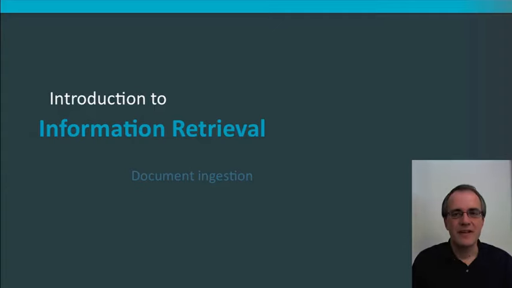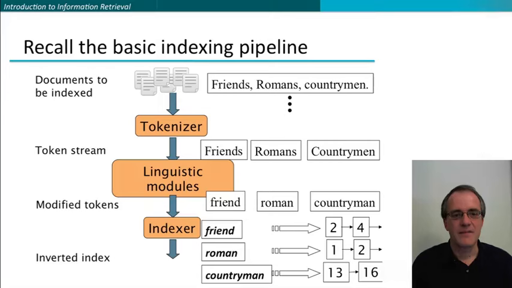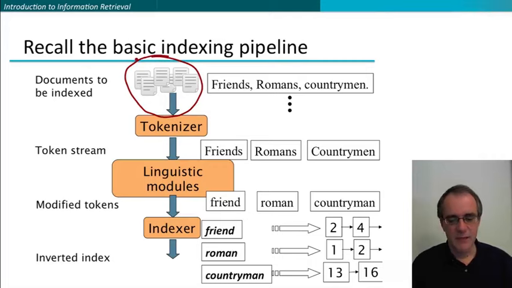Now we'll look in more detail at the document processing pipeline, starting with the very first phase of ingesting documents into an indexing system. So what we're doing is starting off right up here, where we've got some documents on our hard disk or on web pages, and we want to start processing them to put them into our later tokenizer and linguistic modules.